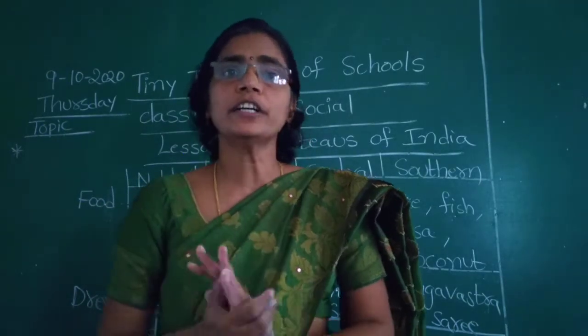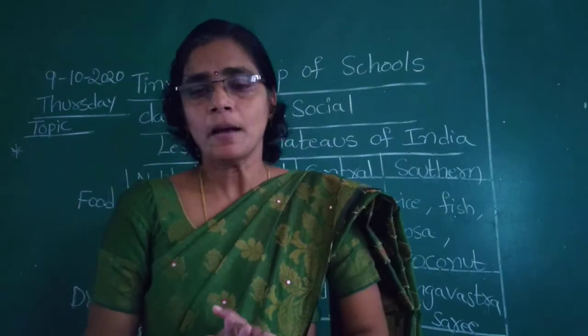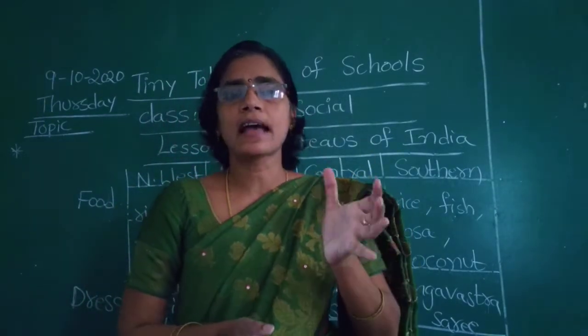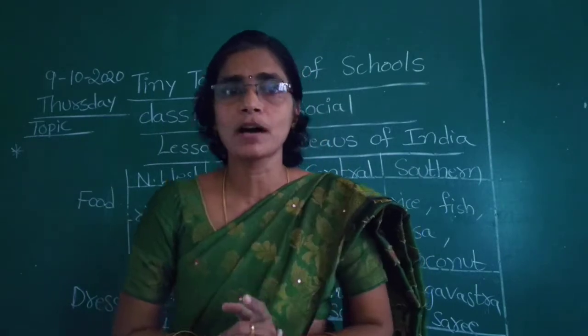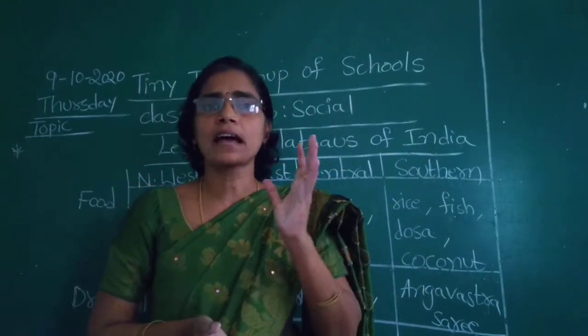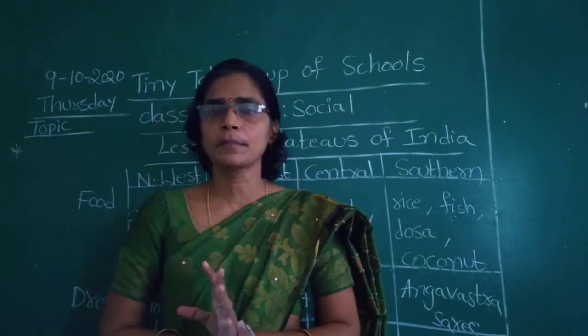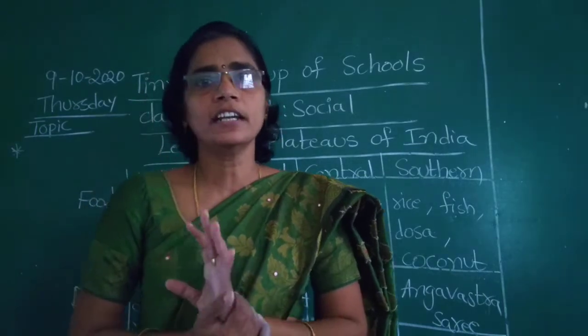Our plateau in India is also called the peninsular plateau. Why? Because it has one side landmass, that is Aravalli Mountains, and three sides it has water. East side Bay of Bengal, west side Arabian Sea, and south side Indian Ocean.